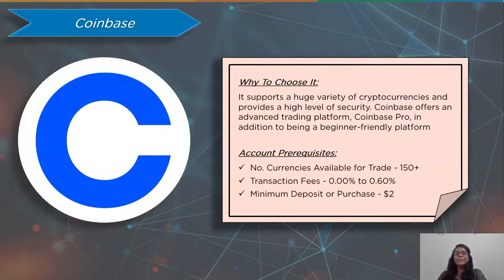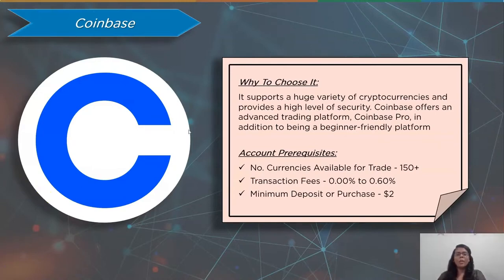Coinbase is the finest cryptocurrency exchange overall as well as the best cryptocurrency exchange for beginners. It supports a huge variety of cryptocurrencies and provides a high level of security. It's also a wonderful alternative for expert traders because it offers an advanced trading platform, Coinbase Pro, in addition to being a beginner-friendly platform. So let's have a look at the account prerequisites for Coinbase.